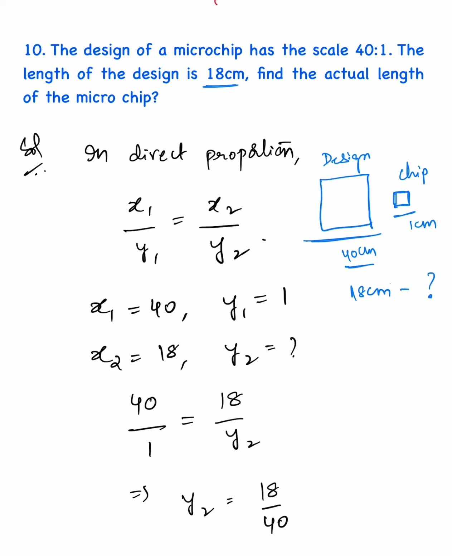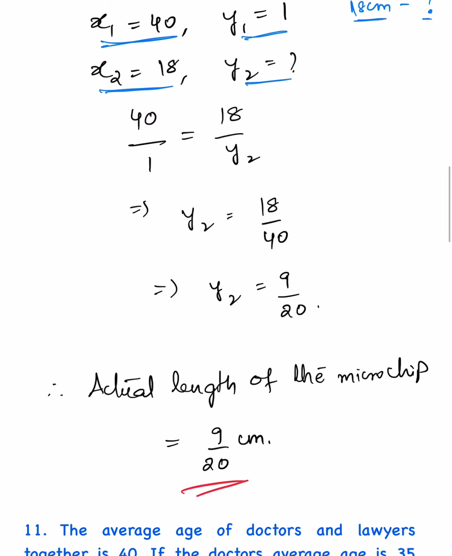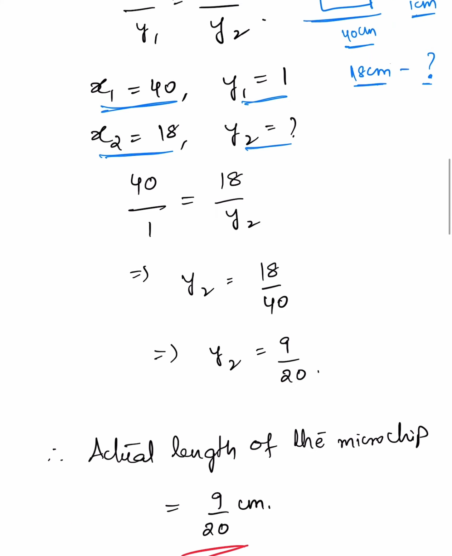So, this 40 cm is x1, this 1 cm is y1. Now, x2 is given 18 cm. So, in design it is 18 cm. What is the actual length of the chip? This is y2, we have to find out. So, x1 by y1 equals x2 by y2 in direct proportion. So, 40 by 1 equals 18 by y2. So, y2 equals 18 by 40. Therefore, y2 equals 9 by 20. So, actual length of the microchip is 9 by 20 centimeters. If this length of microchip is 9 by 20 cm, it is equal to 18 cm in the design.